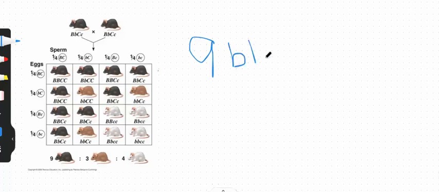Remember from our key that if the animal was homozygous recessive for color and had a big C, meaning the pigment would be deposited, then they were going to be brown. So I see 1, 2, 3 animals that are brown.